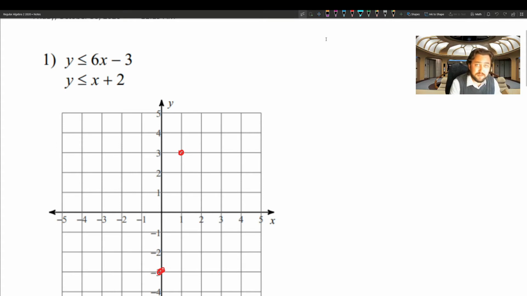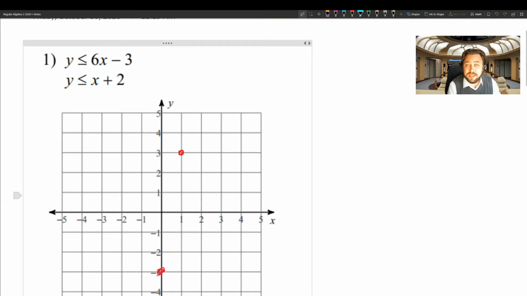Now, when I do this, I'm going to look at the symbol. Because it has the equal to bar, my line will be solid. If it didn't have that, it would be dashed. So I've got a solid line. And according to this, it says y is less than, so less than is going to be the bottom part of the graph.